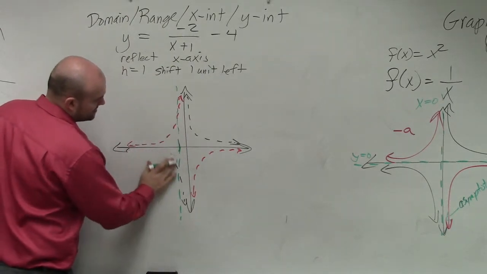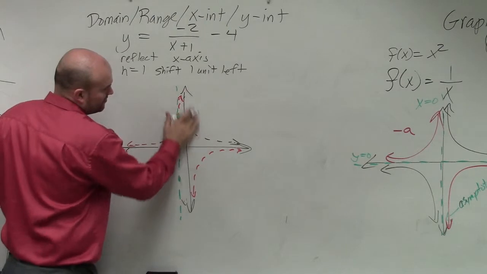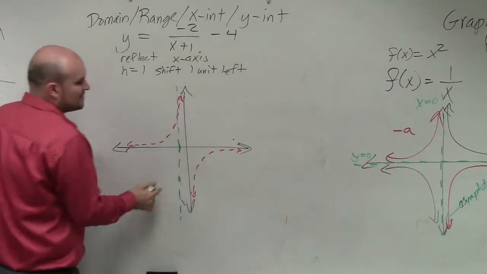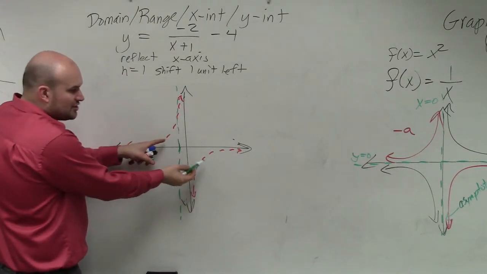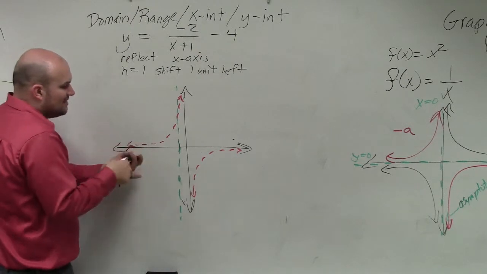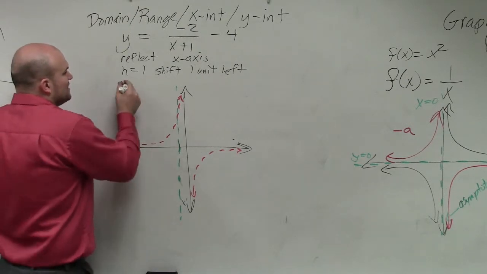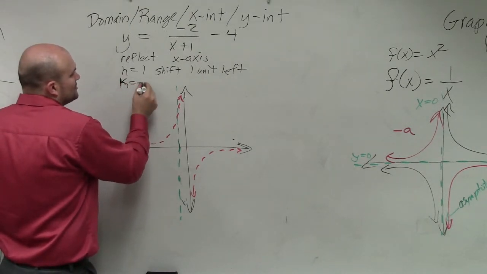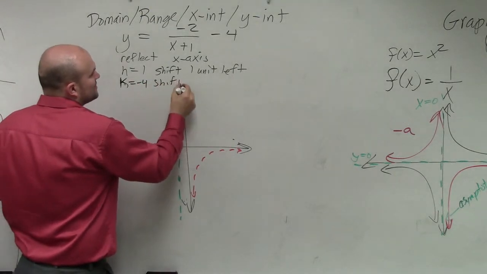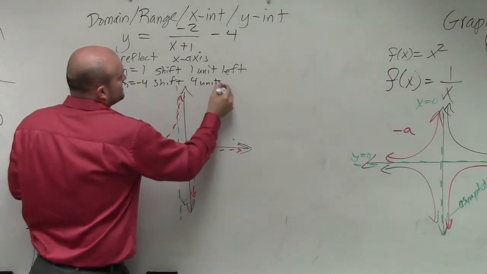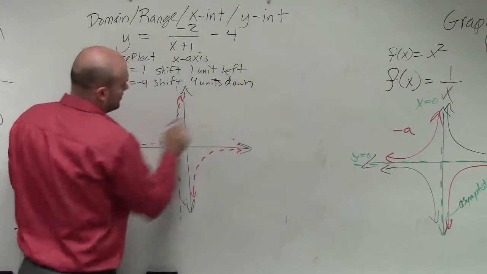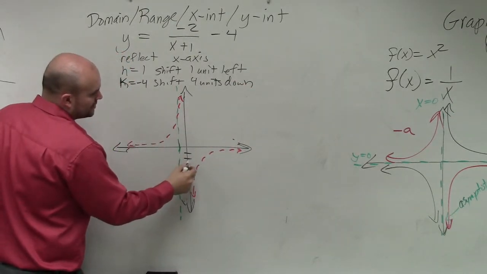OK? And I'm going to erase this black one because we don't really need it. It's the original parent graph. So now I'm taking this red graph and shifting it 1 unit to the left. And then k is equal to -4, which is going to shift 4 units down. So I'm going to go down 4 units. 1, 2, 3, 4.